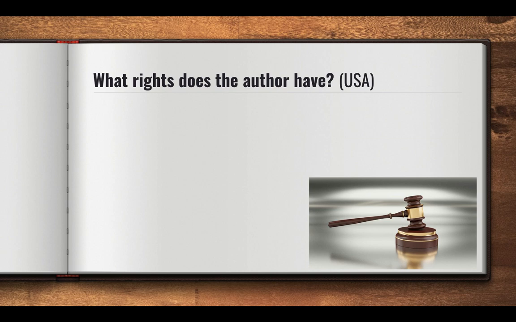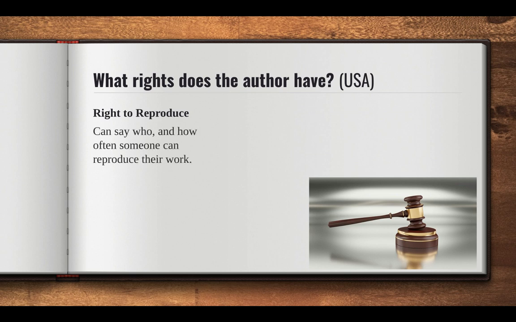So now, what rights does the author have in the United States? The right to reproduce. This is the first of the big ones. This is what copyright says. These are the main pillars of copyright law. The person who has the rights to the copyright, the person who created this in most cases, has the right to say who can reproduce, and how often somebody can reproduce their work, right?